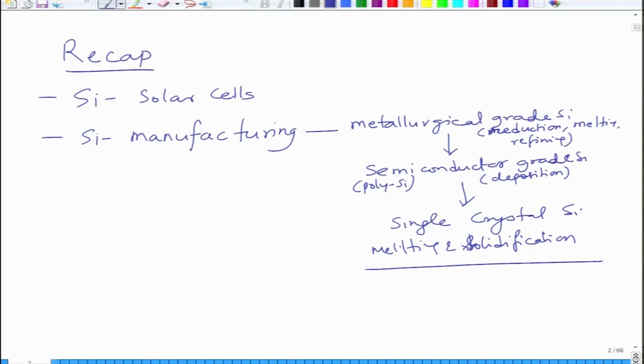However, it is still the most common solar cell in the market. The majority of the solar cells in the market are silicon, polysilicon as well as single crystal silicon. Polysilicon is more predominant because it is cheaper than single crystal silicon, so it is attractive for economic reasons.